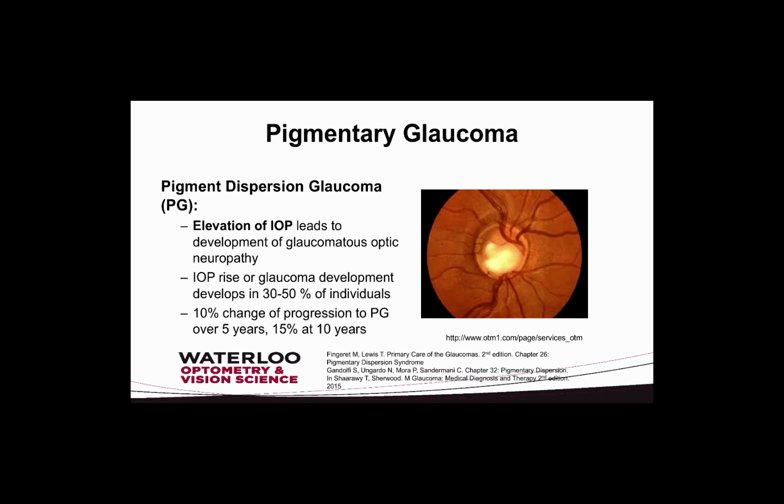You're going to see an IOP rise in about 30 to 50% of individuals that have pigment dispersion syndrome, and glaucoma development is even more common if you have the IOP rise. There's a 10% chance of progression to pigmentary glaucoma over 5 years, and a 15% chance of progression over 10 years. So the longer they have it, and especially with an IOP rise, the more likely they're going to have glaucoma.